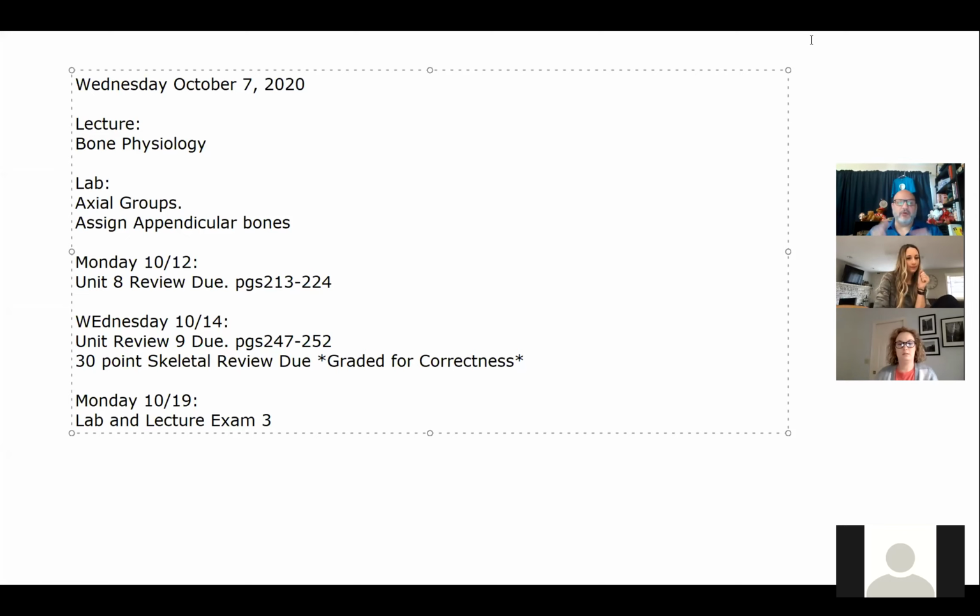But again, remember, we really want to focus on the bones and bone features because that's what the test is going to be on. We have 3 more assignments. Our Unit 8 and Unit 9 review are due on Monday and on Wednesday. And then we have that 30-point skeletal review. Right now I've got it due on Wednesday, but I'm thinking Wednesday we still have bones and bone features to go over, so I may move that.